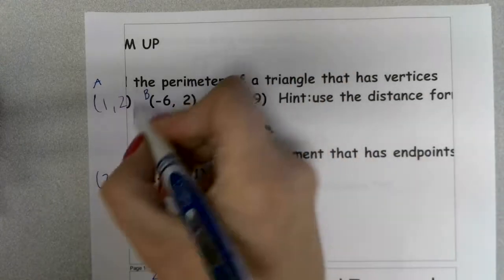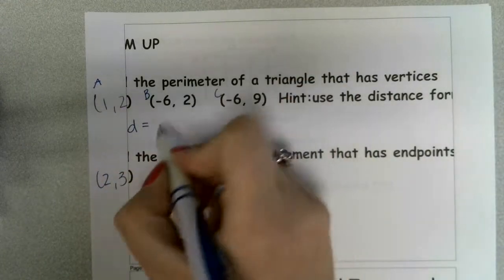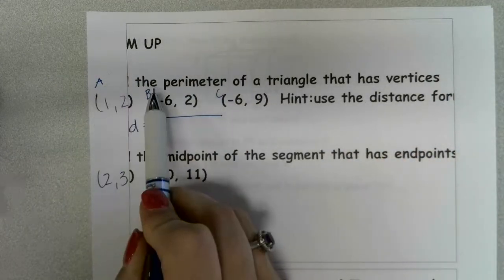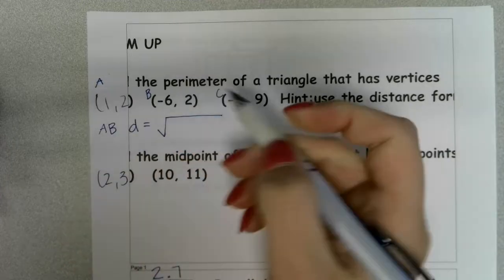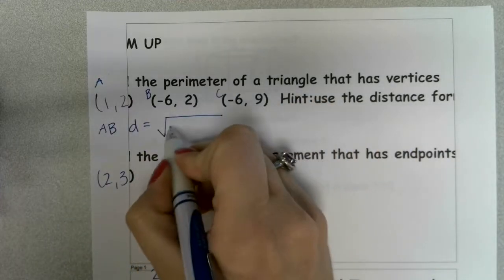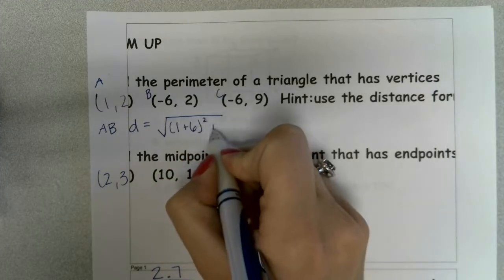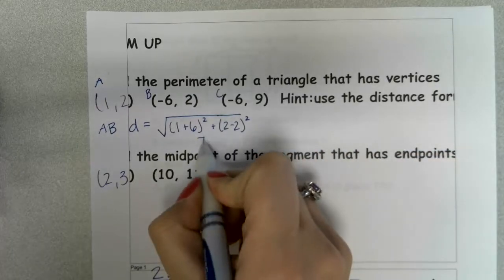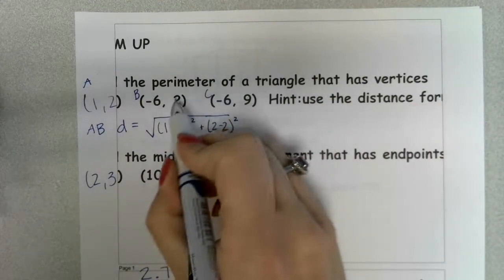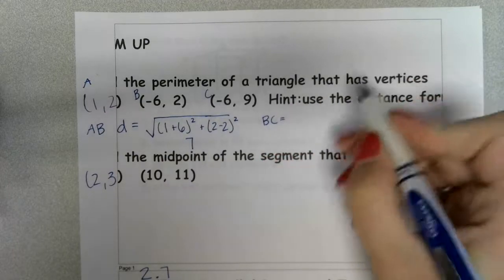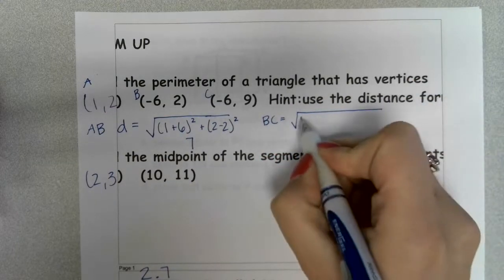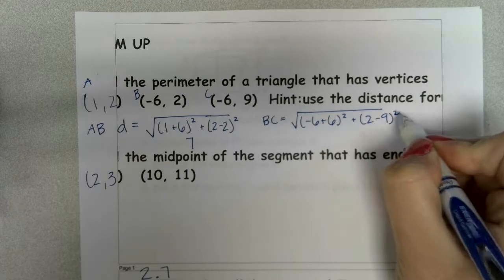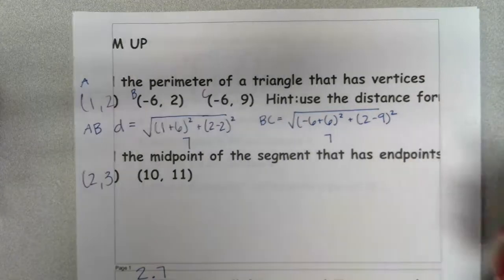All right, if you've paused the video and worked everything out, for the first points, I labeled them A and B, so I'm going to find the distance between A and B. You plug that into your square root. This would be 1 plus 6 squared plus 2 minus 2 squared. And for this distance, I got 7. We'll do the distance from B to C. I found the distance to be negative 6 plus 6 squared plus 2 minus 9 squared. And I also got 7 for that distance.